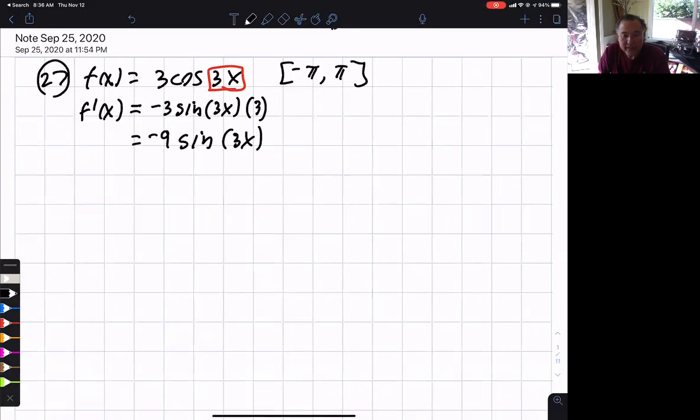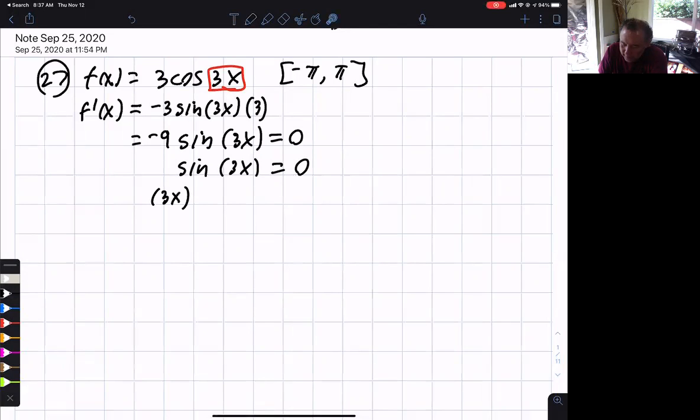Now, what's a critical point? It's when the derivative is 0 or does not exist. So when does that equal 0? That's my question. Because we know the sine function always exists, so we're not going to have that situation. So divide both sides by -9, and it's still 0.